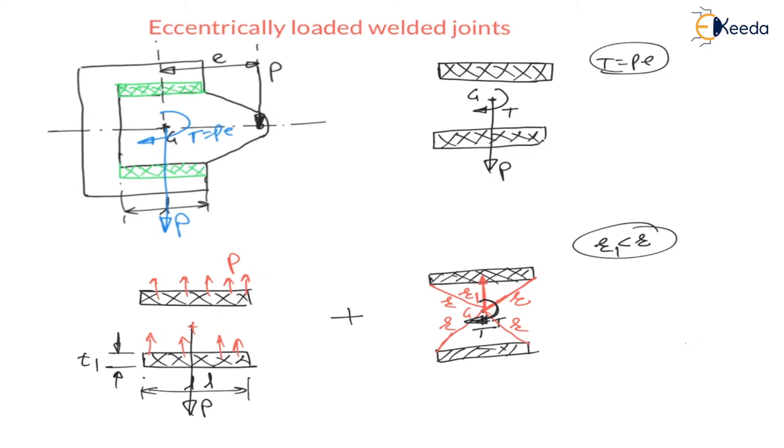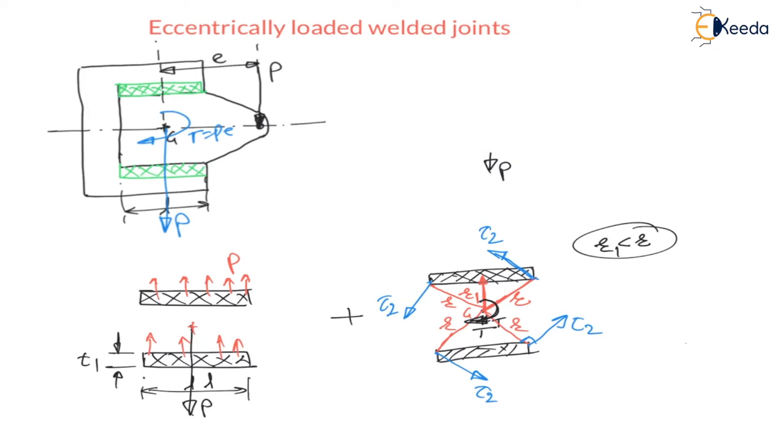Therefore there will be a secondary shear stress, tau 2, which is perpendicular to the radius. Now see, this secondary shear stress creates a moment in the anti-clockwise direction to balance this clockwise torque, right? This is how there will be a primary shear load and a secondary shear load.